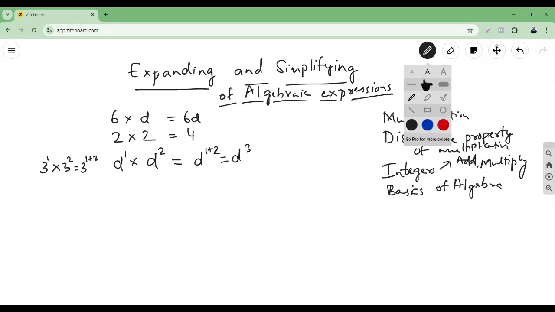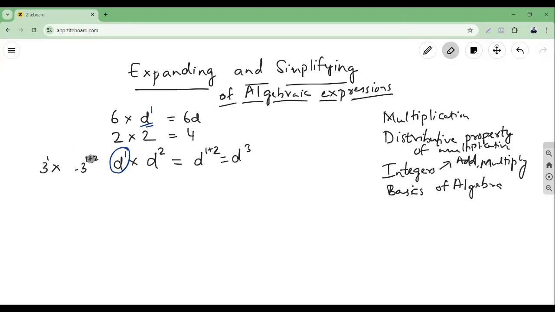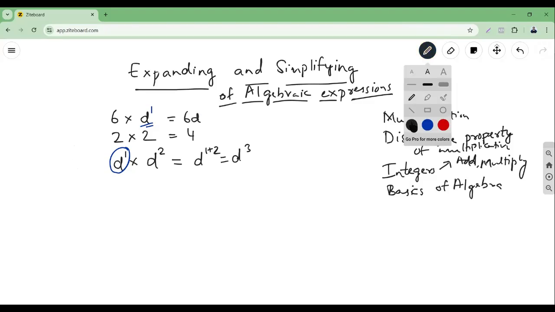In this, I'm also explicitly telling you that d is d to the power of 1. If I say just d, it means it is d to the power of 1. Right? There is one d there. That's the meaning. Right? That also you will have to understand. Okay.